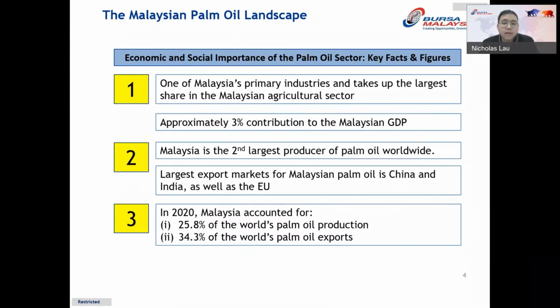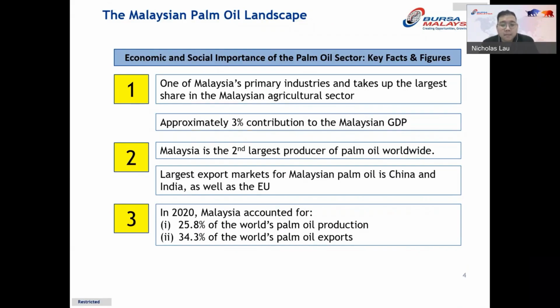And secondly, Malaysia is the second largest producer of palm oil worldwide, the first being Indonesia. And one of the largest export markets for Malaysian palm oil would be China and India, as well as the EU. So locally, it's important domestically, but also internationally, our palm oil is accessible and used by many international players.